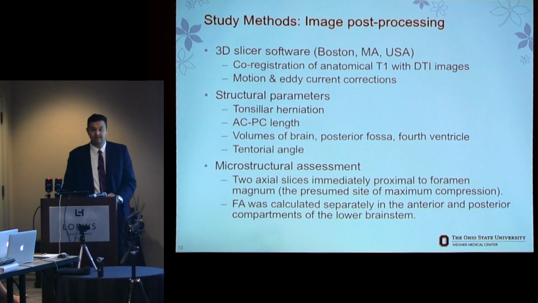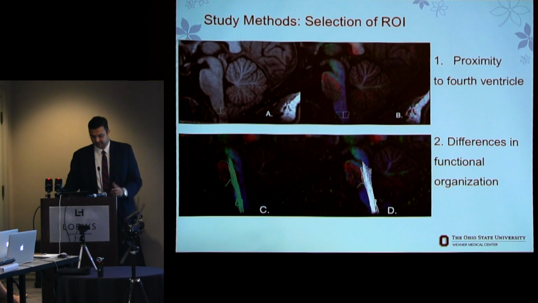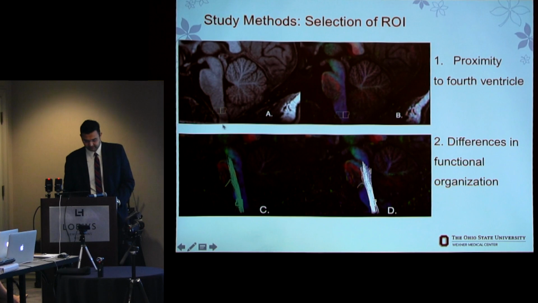The images were processed using software called 3D Slicer. We co-registered the anatomical T1 and the DTI images and did the artifact corrections for all of these images, which is a standard post-processing step. We also assessed some structural parameters, tentorial angle, posterior fossa volume, ACPC length, and also did microstructural assessment in 2 axial slices just above the foramen magnum. And this was done in the anterior brainstem compartment and the posterior brainstem compartment.